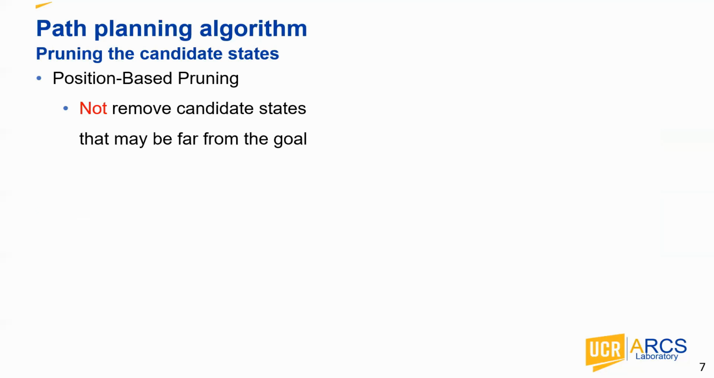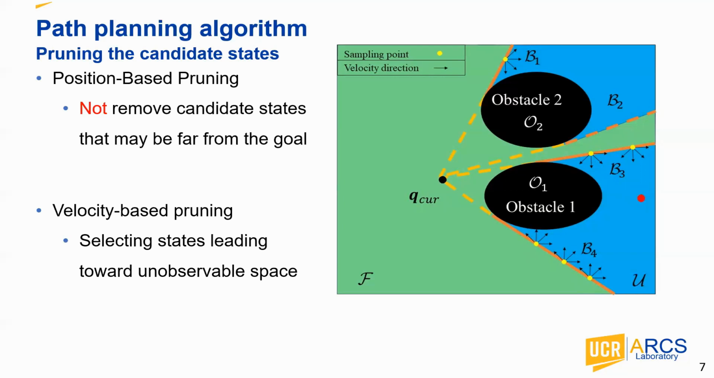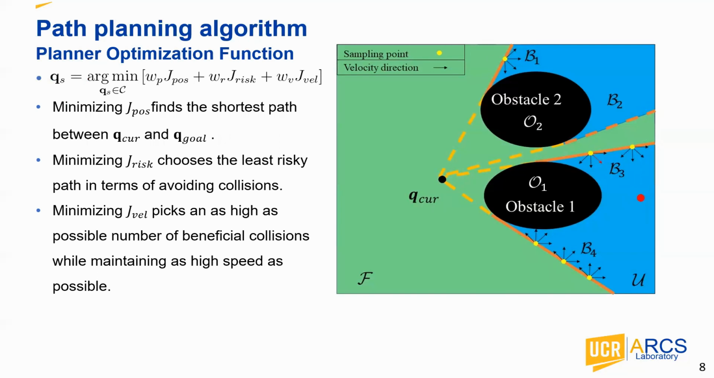After the position-based pruning, velocity-based pruning selects the states leading towards an unobservable space, which encourages exploration. To determine an intermediate state QS, we follow this objective function. The goal is to find the shortest path while balancing the risk and benefit of colliding with the environment. This is where the novelty of our cost function arises.